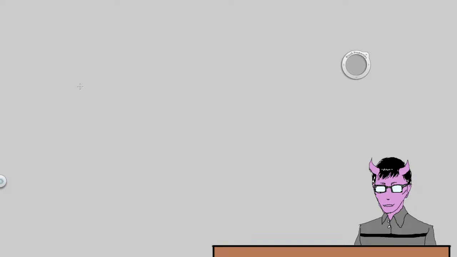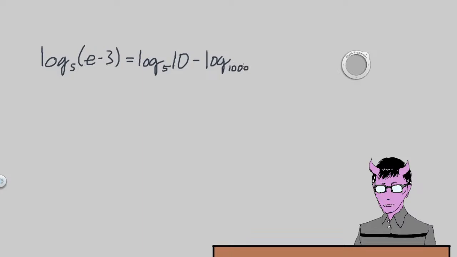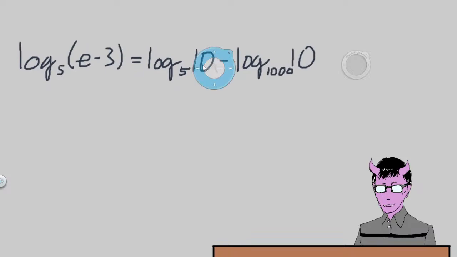Next problem up. We have a log base 5 yet again. Now it's going to be a little funkier. We have e minus 3, and that is equal to log base 5 of 10 minus log base 1000 of 10. That looks really funny. Look at all that space in between, but that's what the problem is.